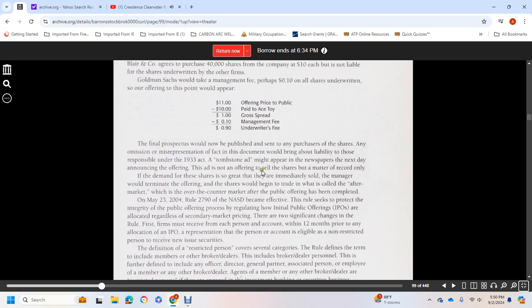If the demand for these shares is greater than the supply, the manager would terminate the offering of the shares, and trading would begin in what is called the aftermarket, the over-the-counter market after the public offering has been completed.